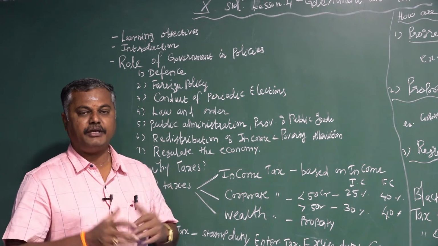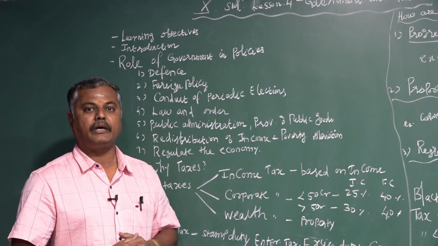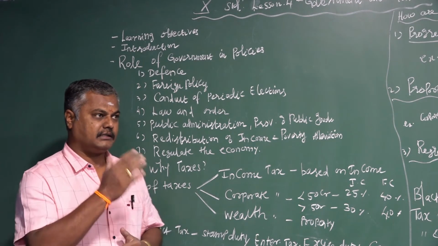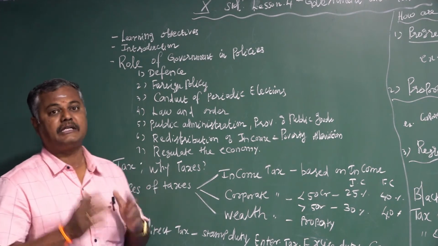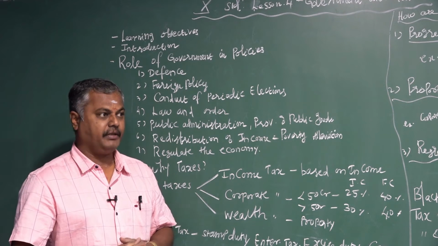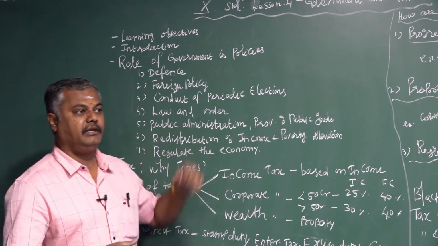Once every 5 years, our country should conduct the elections. So we must spend more money for that. Isn't it okay? That is called conduct of periodic elections. Only then can we select a proper responsible government in any state or any country. Okay, and the fourth one, to maintain law and order, is very, very important.